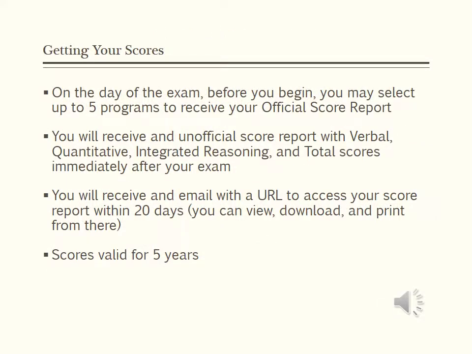On the day of the exam, before you begin, you may select up to 5 programs to receive your official score report. You will receive an unofficial score report with verbal, quantitative, integrative reasoning, and total scores immediately after your exam. You will receive an email with a URL to access your score report within 20 days. You can view, download, and print from there. You should know that your scores will be valid for 5 years.